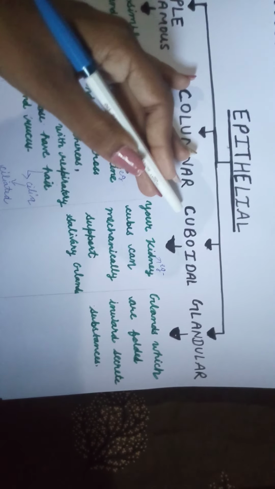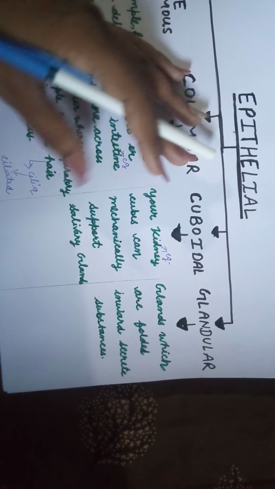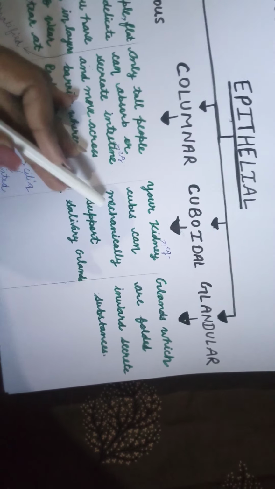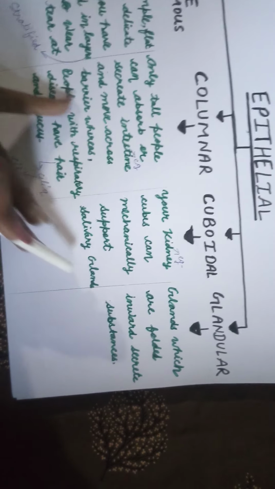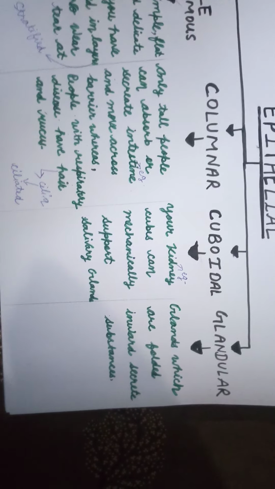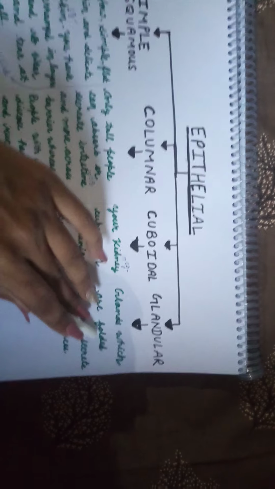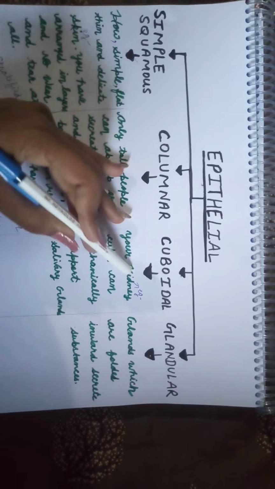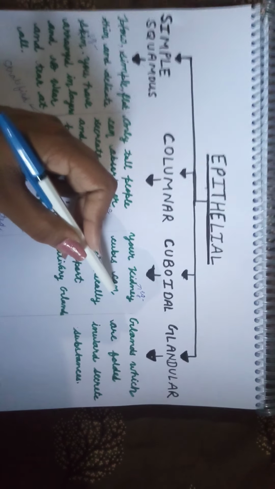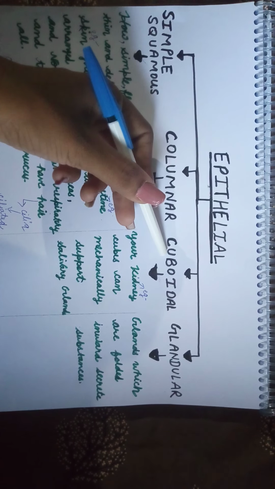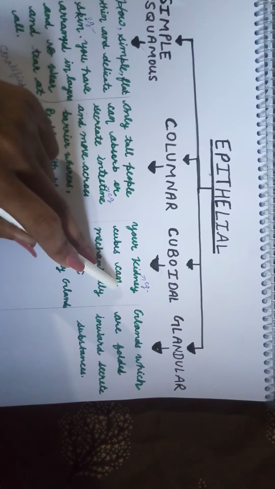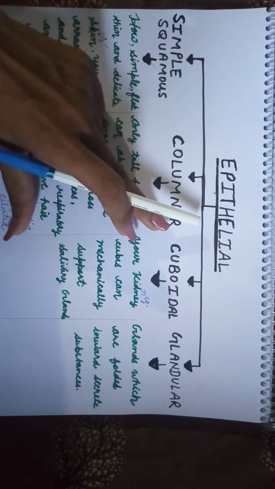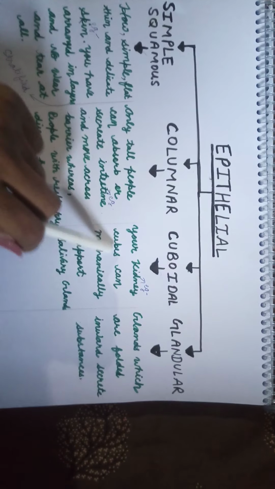Next, third is cuboidal. The sentence is: your kidney cubes can mechanically support salivary glands. The second word, kidney, tells us that an example of cuboidal epithelium is the kidney tubules, present in the lining of kidney tubules. The cells are cube shaped.